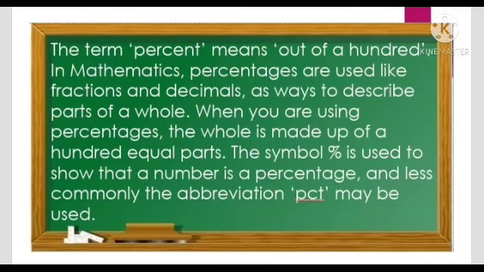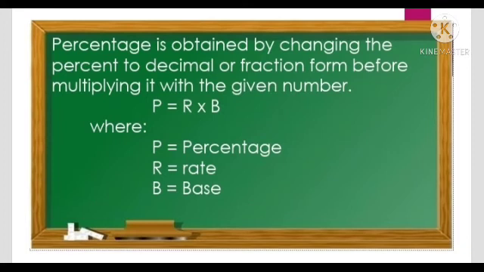Percentage is obtained by changing the percent to decimal or fraction form before multiplying it with the given number. P is equal to R times B. P stands for percentage, R is for rate, and B for base. Percentage is equal to rate multiplied by base.